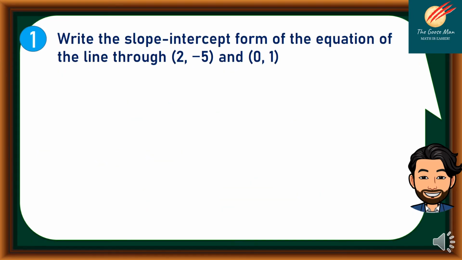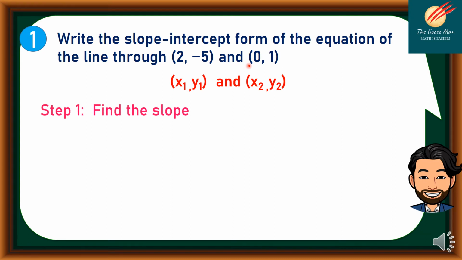For our example, let's consider example number 1. Write the slope-intercept form of the equation of the line through (2, -5) and (0, 1). The very first step that we will do is identify our x sub 1, y sub 1, and x sub 2, y sub 2. Notice that our x sub 1 is 2, y sub 1 is -5, x sub 2 is 0, and y sub 2 is equal to 1. Remember, these are the points on the line.